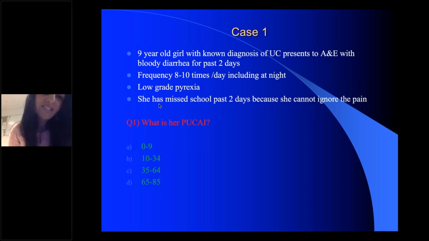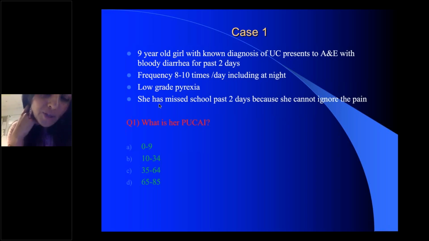So first things first, this is a true case: a 9-year-old girl who has an established diagnosis of ulcerative colitis, and she comes into our accident and emergency department with bloody diarrhea for the past 2 days. She's going 8 to 10 times a day, including at night. She's also got low-grade fevers. She's not gone to school, and this is before the lockdown. So this is a case that I took from pre-lockdown, where she was not going to school because the pain was so bad.